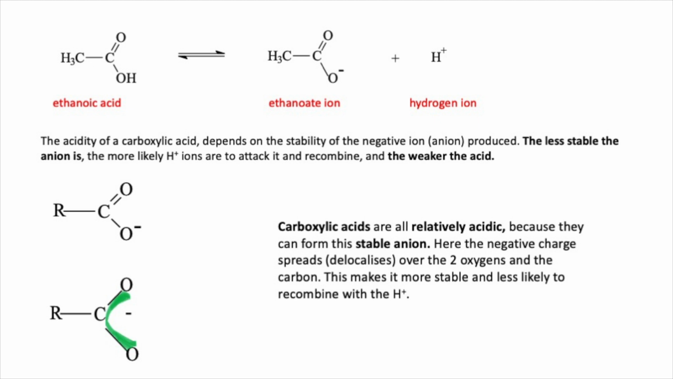Now, carboxylic acids are all relatively acidic because they can form a stable anion, where the negative charge spreads or delocalizes over the two oxygens and the carbon, and this makes it more stable and less likely to be attacked by H+, and less likely for the H+ to recombine with the ion and form the original acid. The more stable these anions, the more H+ in solution and the more acidic the acid is.